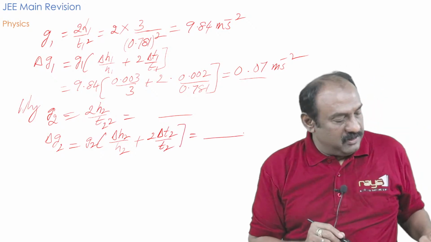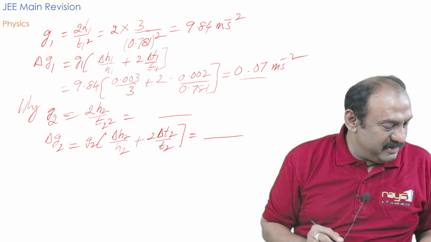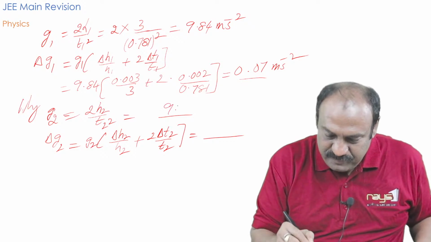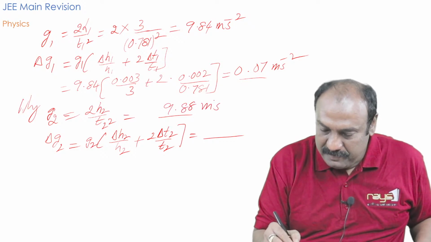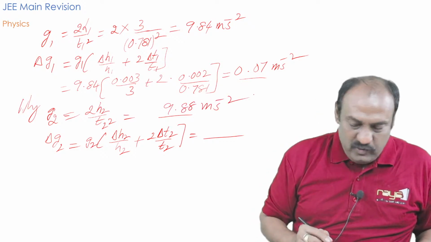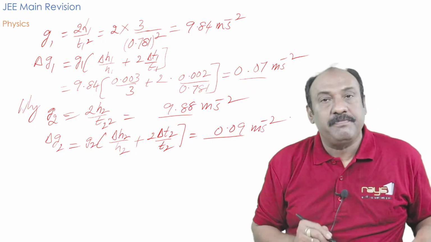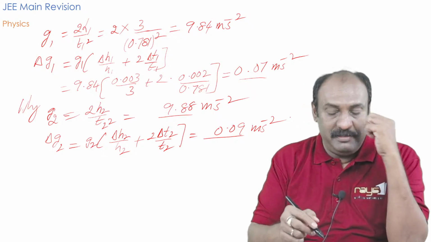So do the calculation. After calculation you get G value as 9.88 meter per second square and delta G2 value as 0.09 meter per second square. Okay, do the calculation based upon these values.